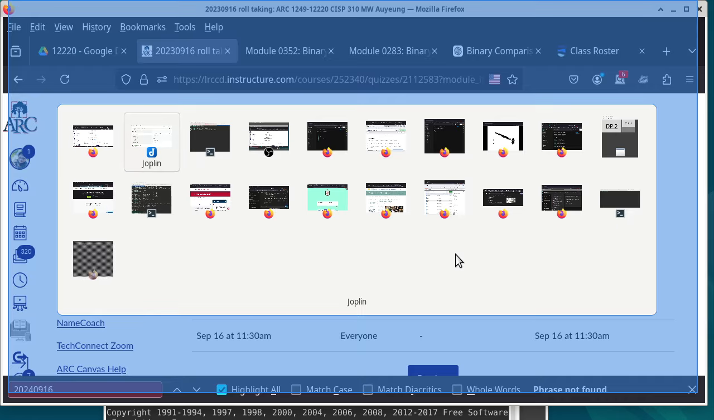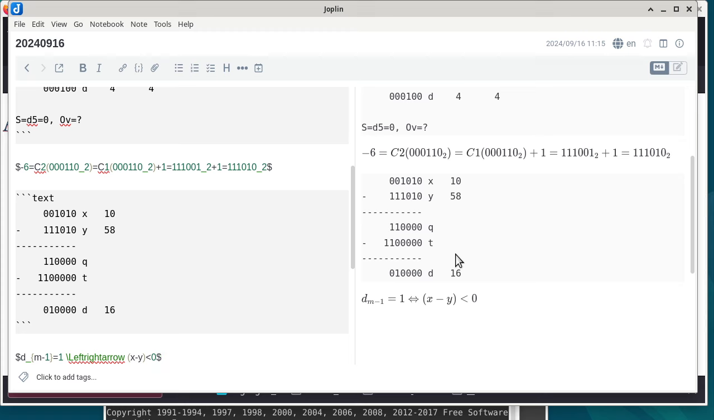So while you guys are working on this, I'm switching back to Joplin, because we want to look at this one and go like, why is that the case?